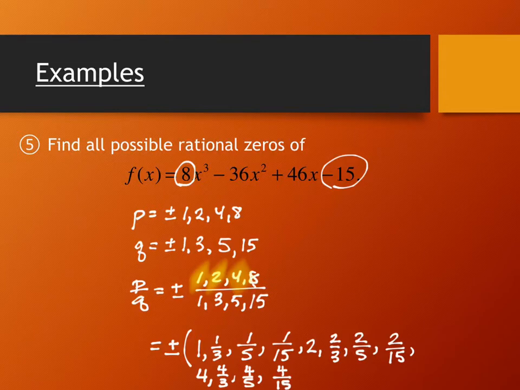Last one, 8, right? 8 over 1 is 8. 8 over 3. 8 over 5. 8 over 15. Now we have to do all the negatives.